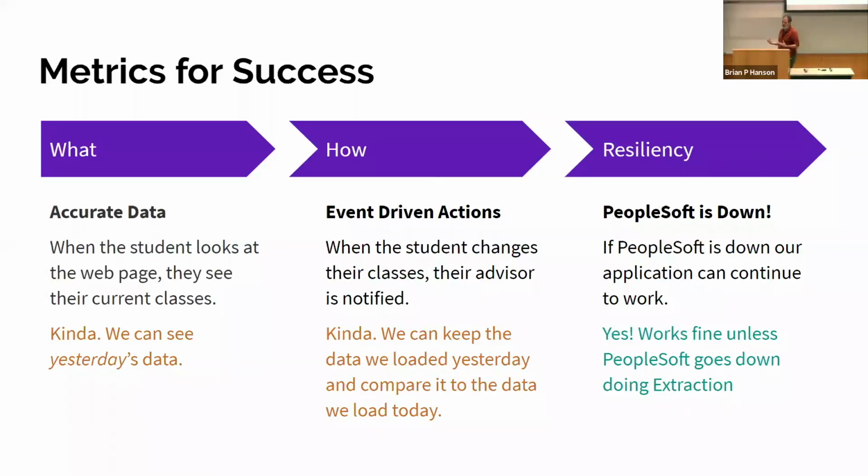Can we do event-driven actions? So if a student changes their classes, can we notify their advisor? Kinda. We have tooling that keeps the data from 2 days ago and the data from yesterday, and then can diff them, right? So if that change happened over the course of 2 days, you can get that high-level 1-day diff of data. But if the student did things 10 seconds apart, nah, you're not going to see that.